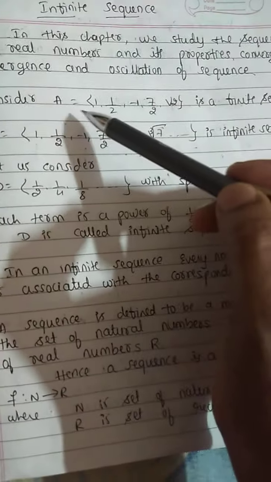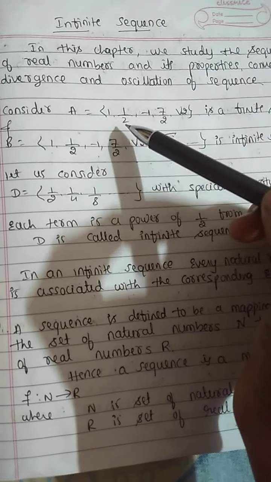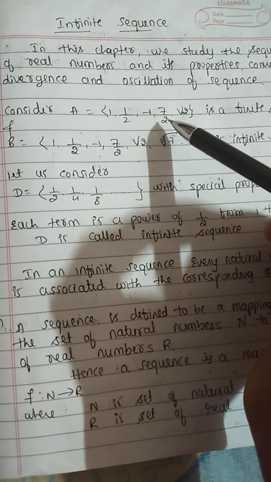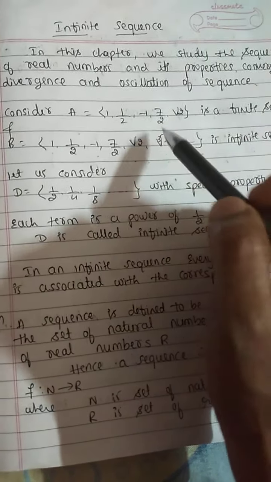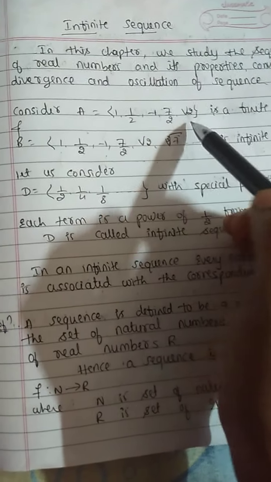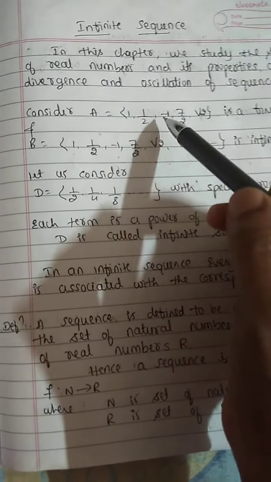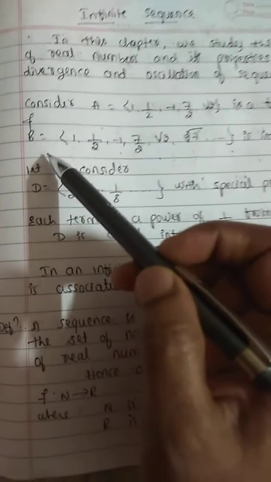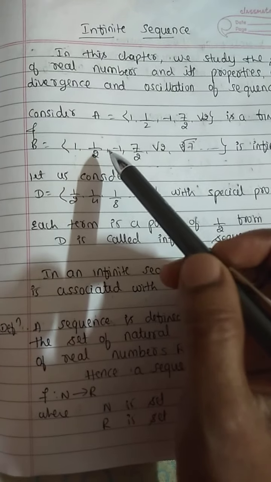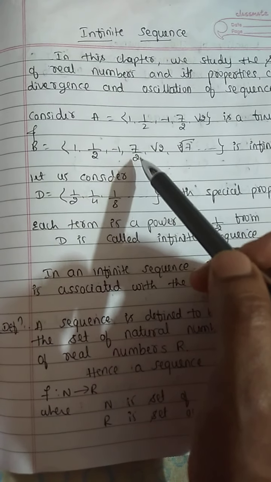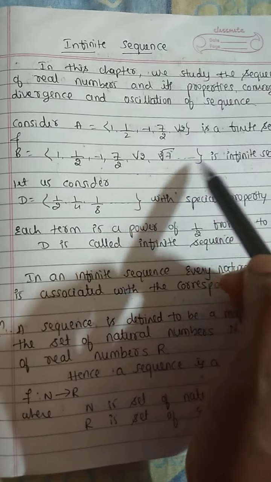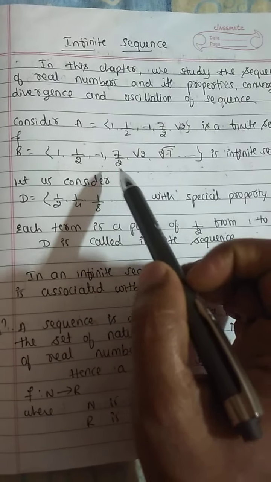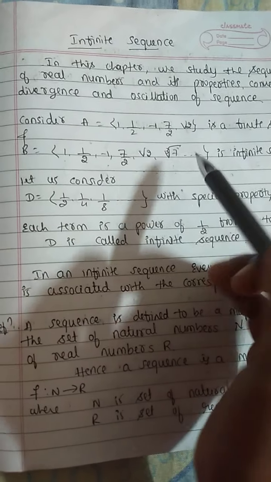Example, consider set A equals the set of 1, 1 by 2, minus 1, 7 by 2, square root of 2. It is a finite set because this set has a finite number of elements. And B equals the set of 1, 1 by 2, minus 1, 7 by 2, square root of 2, cube root of 7 is an infinite set because it has an infinite number of elements.